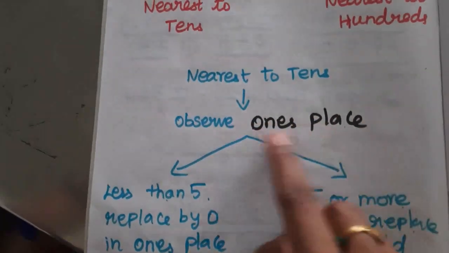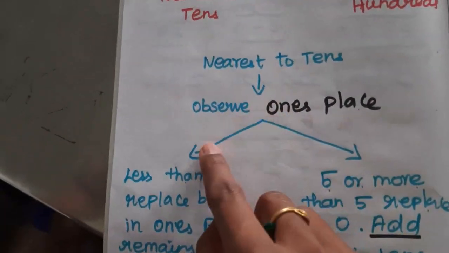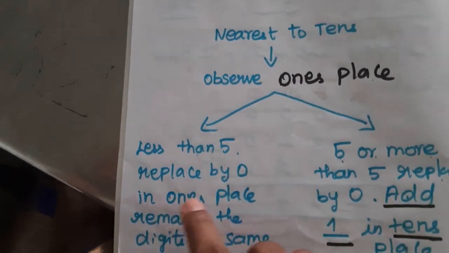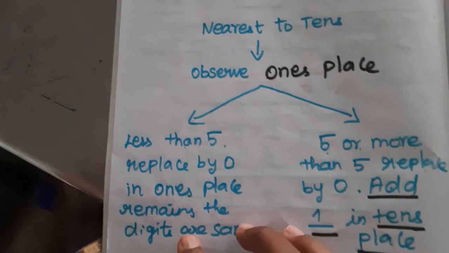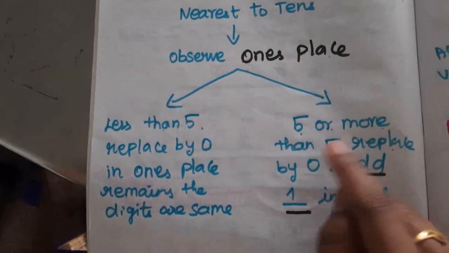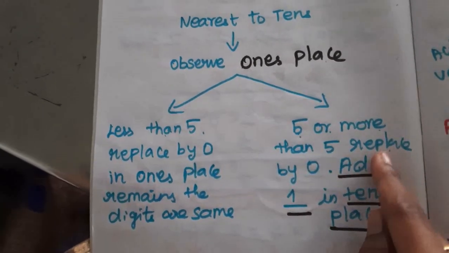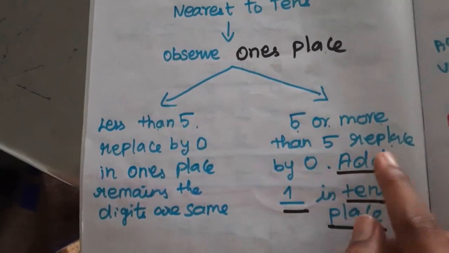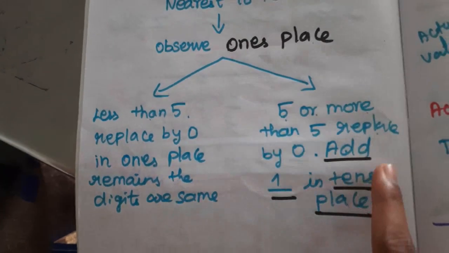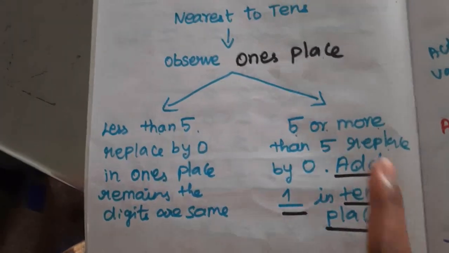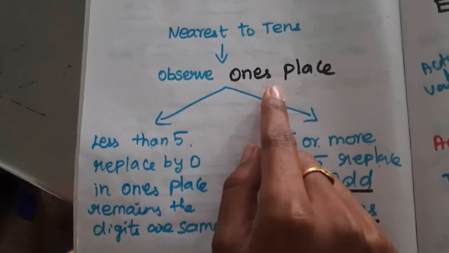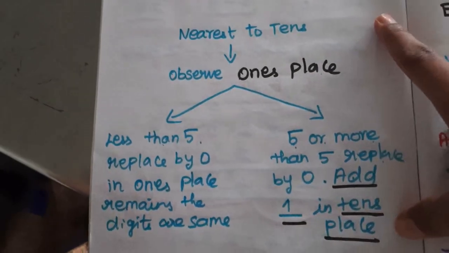For the ones place we have two rules. What are the two rules? Less than 5 means we have to replace it by 0 in the ones place. Remaining digits you have to write as they are. Another rule is 5 or more than 5 means replace by 0 and add 1 in the tens place. In which place do we have to add 1? Yes, very good. That is the tens place. Nearest to tens means which digit we have to observe? Very good. That is the ones place. So this is the nearest to tens.